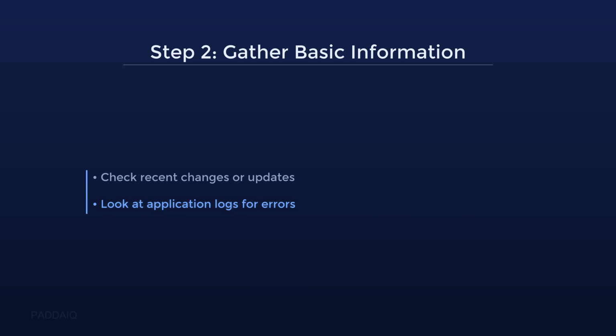Look at application logs for errors. This means checking system records where all application activities are documented. For example, if your app cannot process orders, the log might show a database connection failure. Always review these logs first to pinpoint exactly what went wrong in your system.